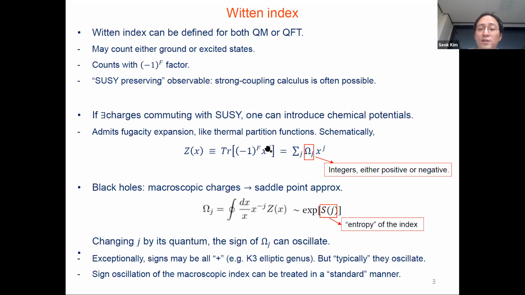Schematically, I call X the fugacity. There may be multiple of them. And schematically, I call J charges commuting with supersymmetry. And it's traced over the Hilbert space. And the schematic definition of the index is given as follows.